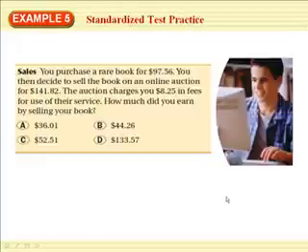Okay, example number 5. Standardized test practice. It says you purchase a rare book for $97.56. You then decide to sell the book at an online auction for $141.82. The auction charges you $8.25 in fees for the use of their service. How much did you earn by selling your book?